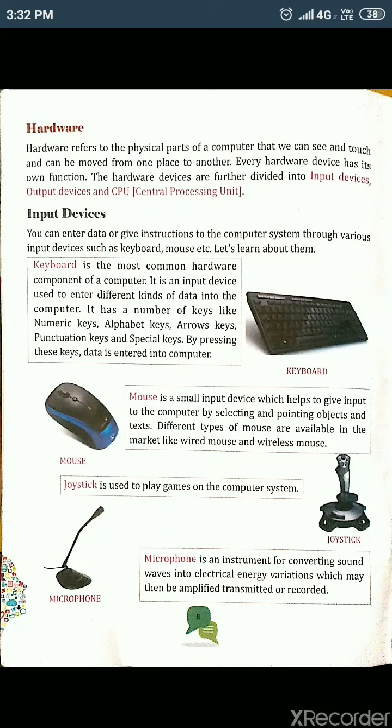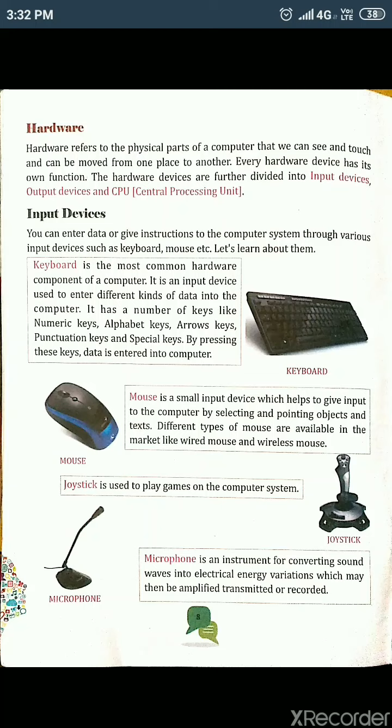Next, microphone. Microphone is used to record a voice or other sound in the computer. It is an instrument for converting sound waves into electrical energy variations, which may then be amplified, transmitted, or recorded.